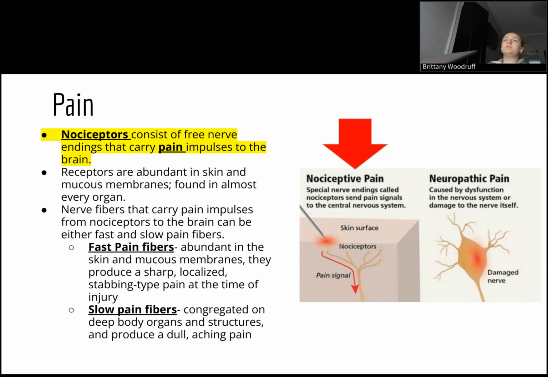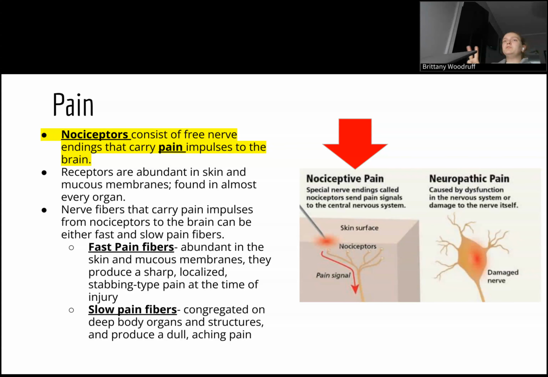So nociceptors are going to consist of free nerve endings that carry pain impulses to the brain. All right. These receptors are abundant in skin and mucous membranes, and they are found in almost every organ, right? Because you want to be able to detect when something's wrong and your body wants to tell you, you need to take care of this. So it sends pain signals to tell you, fix this, right?